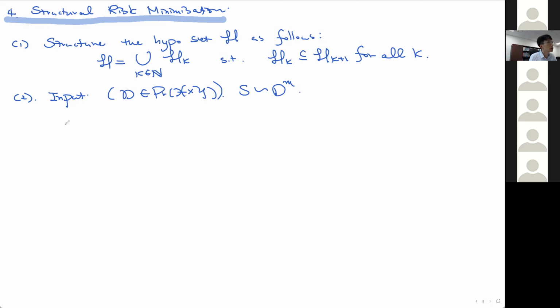Then what's going to be the output? The output is something called the structural risk minimization solution. The output is something that minimizes not a risk but something different. So it's an argument k, and also a hypothesis in each H_k, such that it minimizes this quantity called F of k and h.